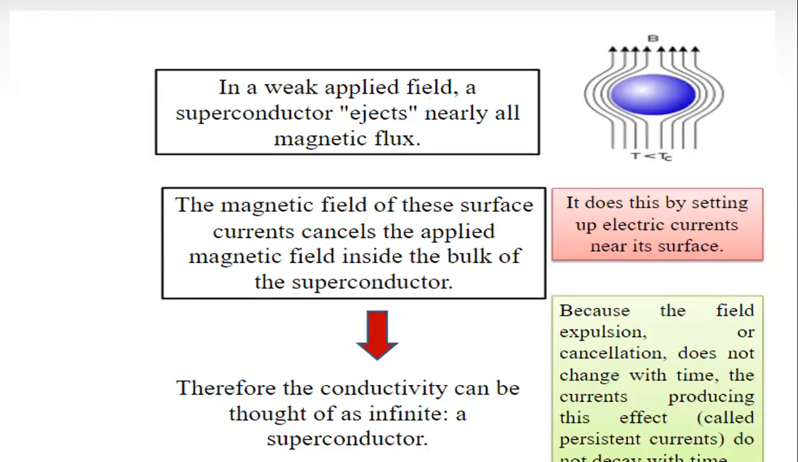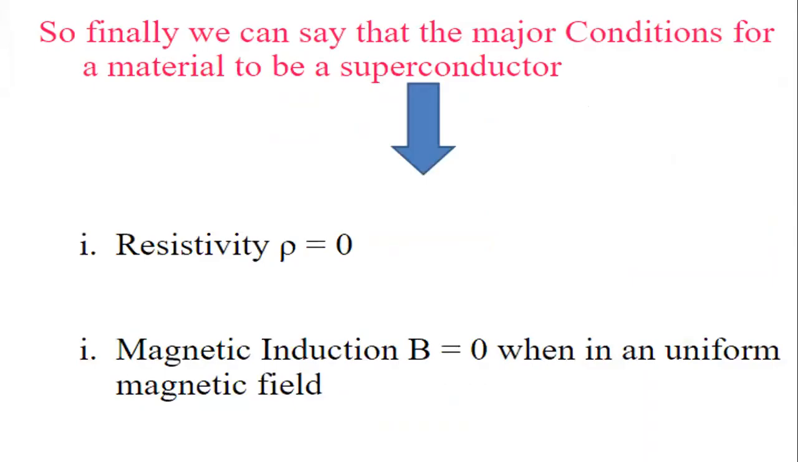effect. Now, in a weak magnetic field, what is happening? The superconductor is ejecting all the magnetic fluxes, or magnetic lines of force. Therefore, since they are expelling the magnetic lines of force, the conductivity is found to be infinite in the case of a superconductor.